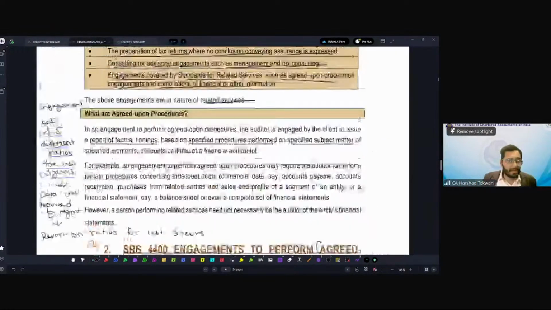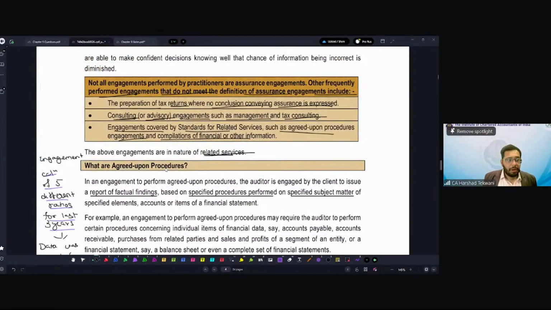For example, consulting or advising, preparation of tax returns. This does not fall under the purview of SRS 4400. So I do not issue a report every time I prepare a tax return. The answer is no. I do not issue a report with each and every tax return under SRS 4400. That's why I need to understand what is covered by 4400, what is covered by other SRS, and what is the related service. Related service can be a much larger one. The agreed upon procedure of 4400 is a smaller part of the related service.